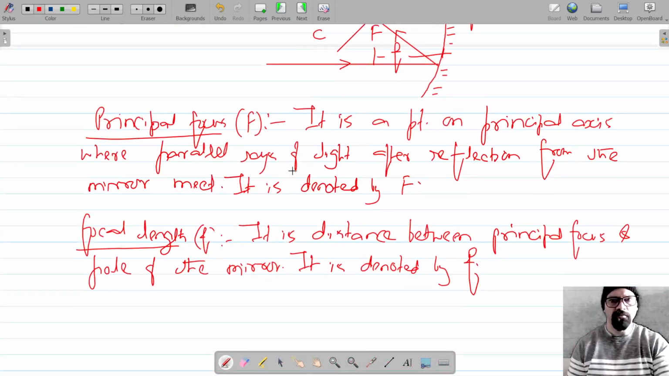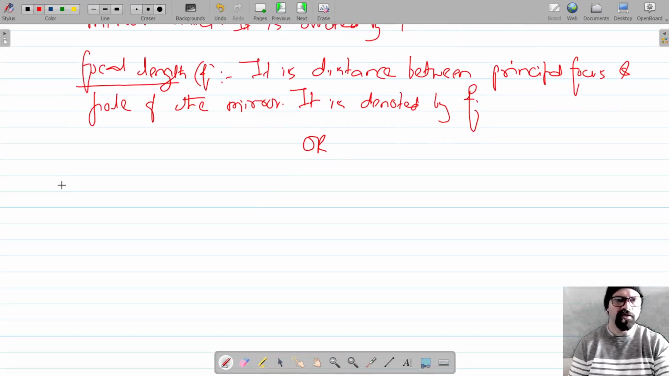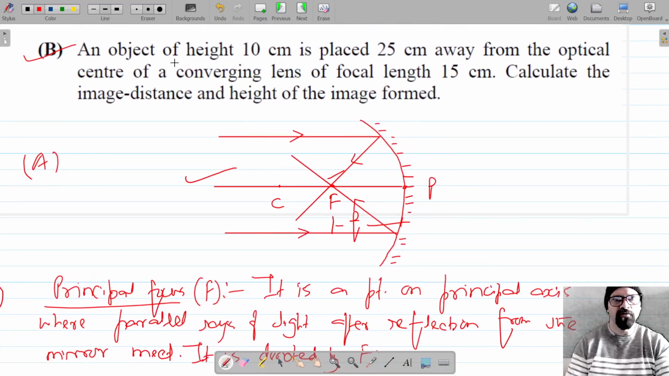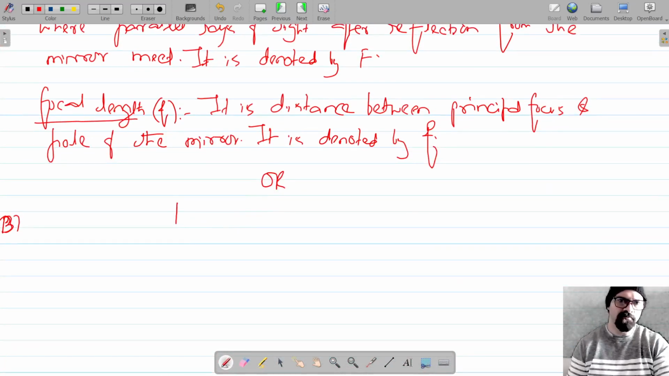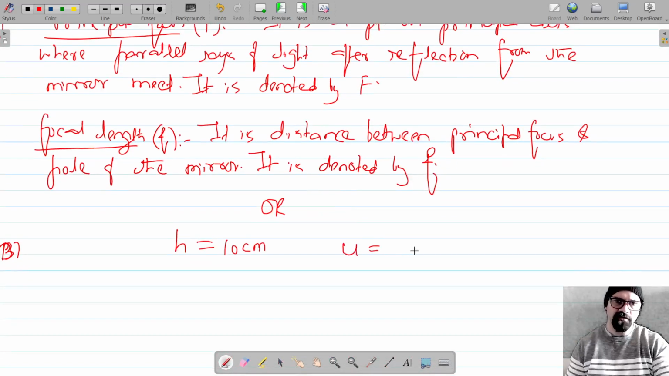And let's move on to the OR part B. You have to attempt any one of these. For the next one, it's an object of height 10 centimeter. Object height is denoted by h, which is 10 centimeter, and is placed away from the optical center of the converging lens. So this is a converging lens, which converges the rays of light. The object is placed at a distance of 25 centimeter, and using the sign convention, it's negative.